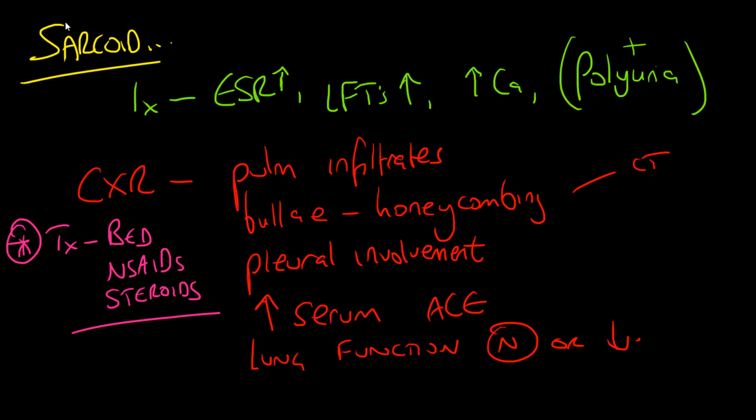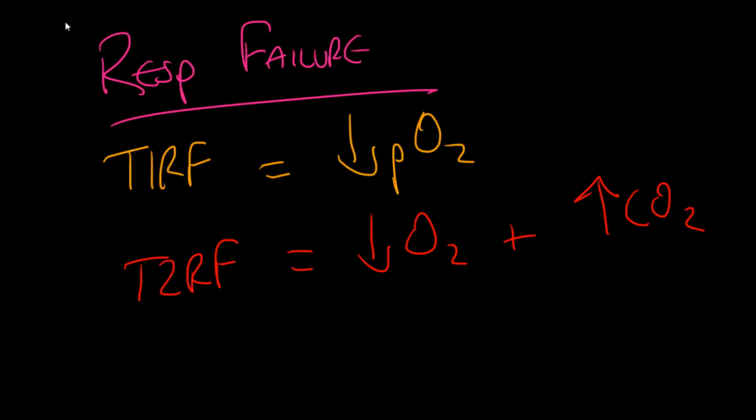So just a very quick slide now on respiratory failure. Type 1 respiratory failure is seen in hypoxia, so you have a low PO2 but a normal PCO2. Type 2 respiratory failure is where you have a low PO2 and a high PCO2. So type 2 respiratory failure is characterized by failure to ventilate, and type 1 respiratory failure is typified by hypoxia, but you are ventilating, you're ridding yourself of CO2.